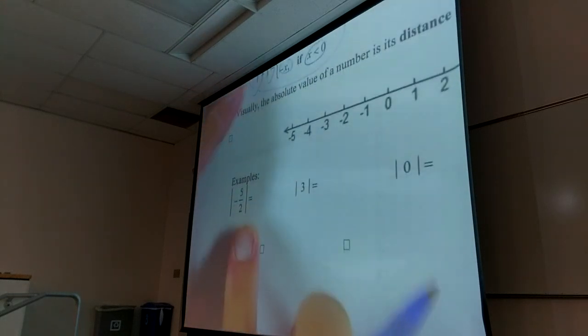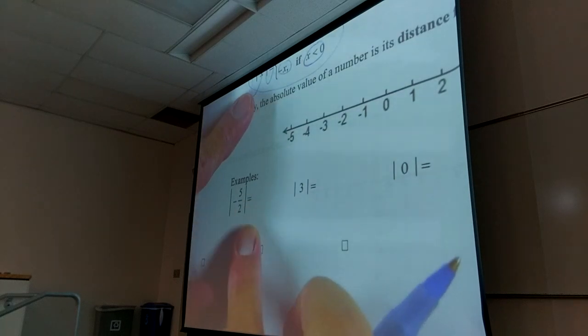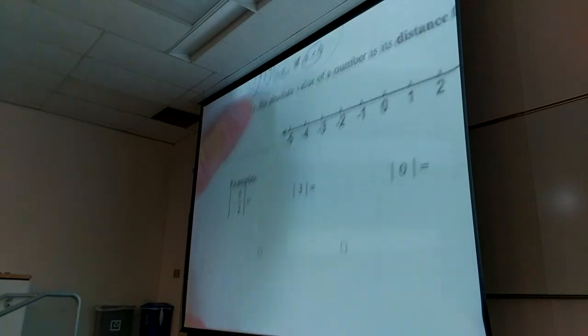Now, these basic questions, dear God, do not have any problem with these, right? Don't. If you do, that's a problem. What is this? 5 halves. All right, that's all I'm going to say. Basic absolute value. You better be able to do that.